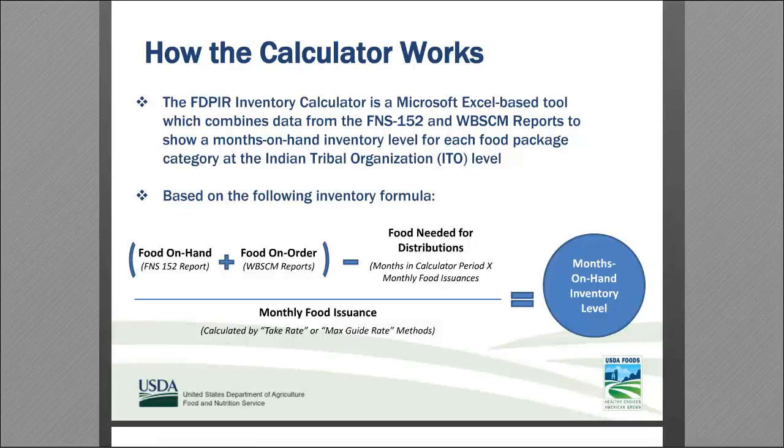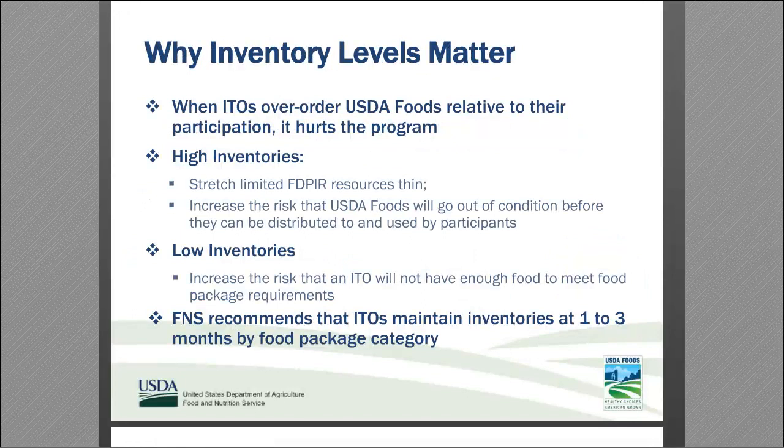The calculator then divides the total number of units available on the calculator end date by the amount of food issued in 1 month, or the monthly food issuance. This gives us the estimated months on hand amount for the end date of the calculator. For monthly food issuance, the calculator uses two different estimation methods, the take rate method and the max guide rate method. The take rate method is based on the 3-month average issuance of each product from reported issuance on FNS 152s, and the max guide rate method is based on average participation in FDPIR monthly distribution guide rates. I'll be discussing both of these estimates in more detail later on in the webinar.